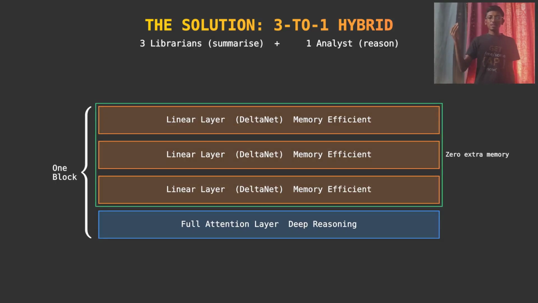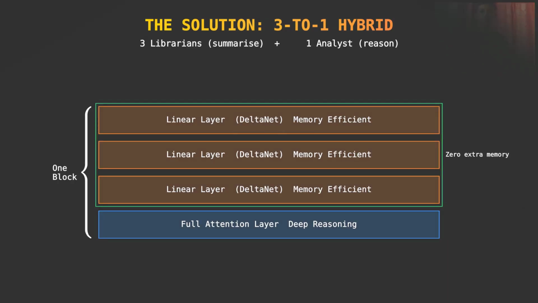3 librarians who read and summarize every book, that is 3 gated DeltaNet layers, and 1 brilliant analyst who only reads the summaries for the genius answer, that 1 attention layer. Now 3 DeltaNet layers do the heavy lifting, reading the entire document at 0 memory cost, and the 4th full attention layer does the deep reasoning on the compressed knowledge, infinite memory of an RNN plus the IQ of a transformer. Now you have a very good, intelligent but memory efficient model.